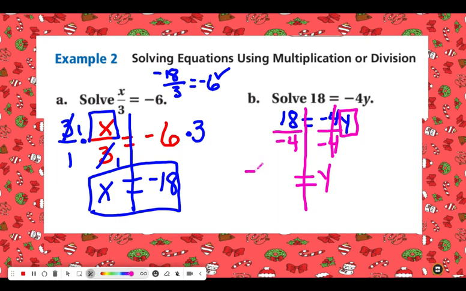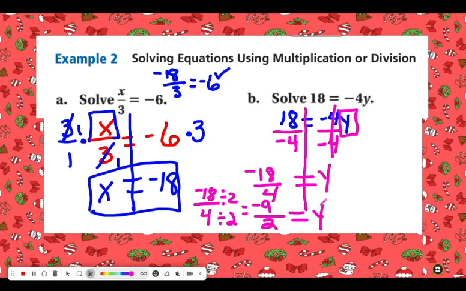And then negative 18 fourths. So can negative 18 fourths be simplified? Yes, I know it could be divided both by 2. They're both even numbers. So divided by 2. So negative 18 divided by 2 is negative 9. 4 divided by 2 is 2. So negative 9 halves equals y. Or you could change it to a mixed number, negative 4 and 1 half.